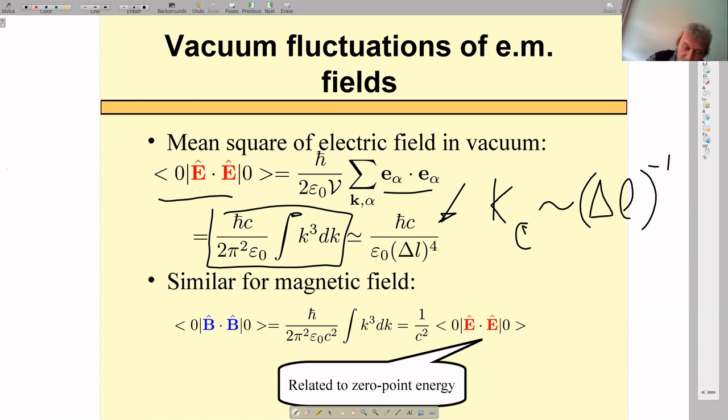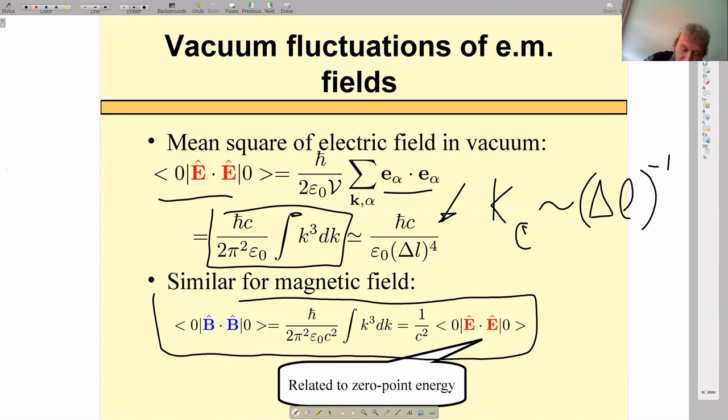Well, a similar calculation we can do for the magnetic field. And the calculations are very similar because, in fact, magnetic field and electric field are very similar quantities.